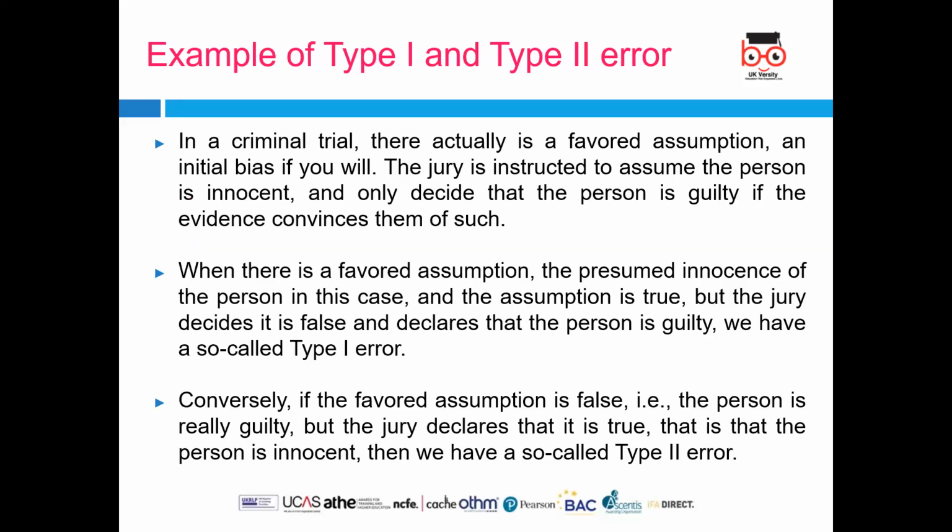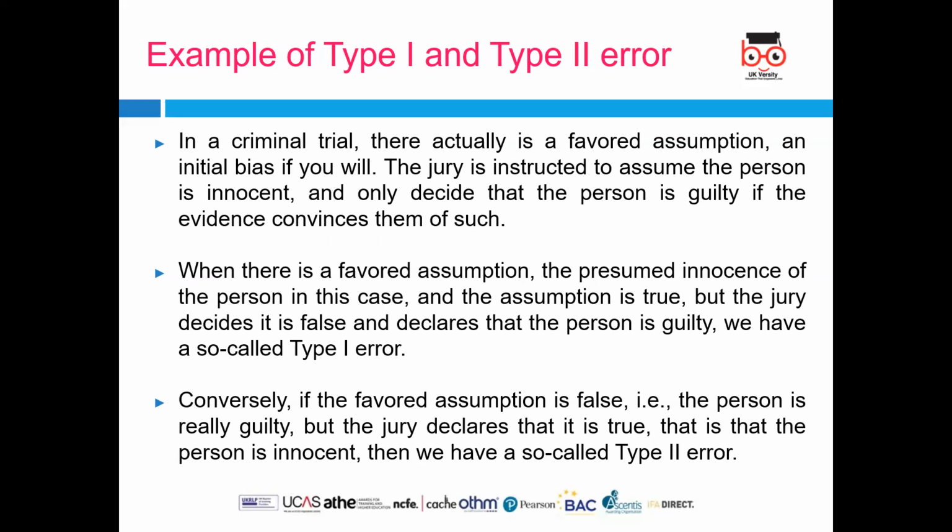In a criminal trial, there actually is a favored assumption and initial bias. The jury is instructed to assume the person is innocent and only decide that the person is guilty if the evidence convinces them of such. So basically, you are innocent unless you are proven guilty. That is the basic assumption. So when there is a favored assumption, the presumed innocence of the person in this case, and the assumption is true, but the jury decides that it is false and that the person is guilty, we have a so-called type 1 error. So type 1 error is we incorrectly reject a true null hypothesis.